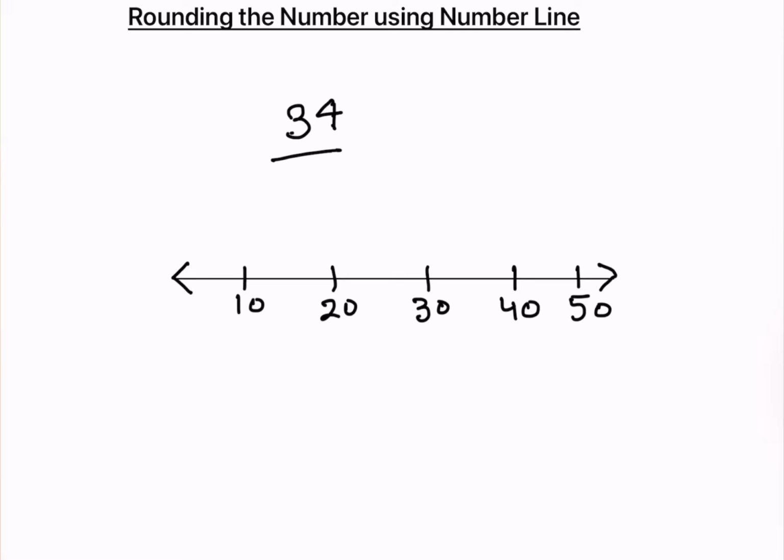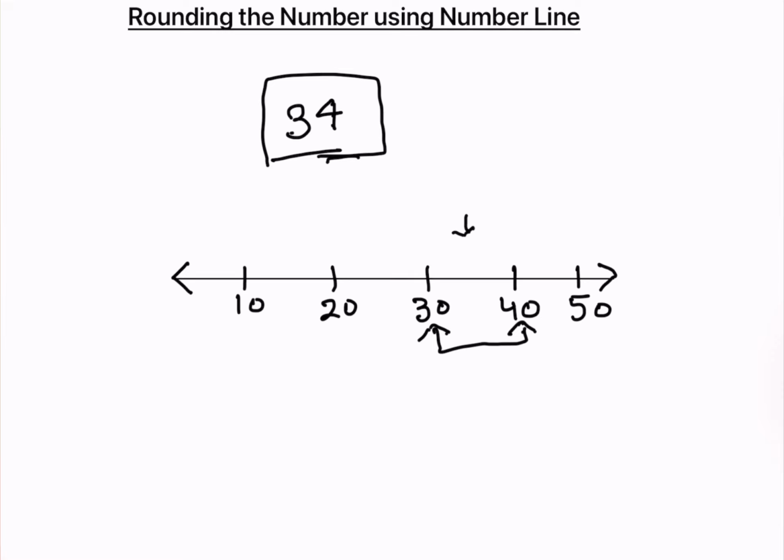Let's say we have the number 34 and we want to round it to the nearest 10. Step 1, find our endpoint tens. Where does 34 live between? What do you think? It should be between 30 and 40. The place of 34 will be in between these two numbers. Now we know that 34 is in this area.